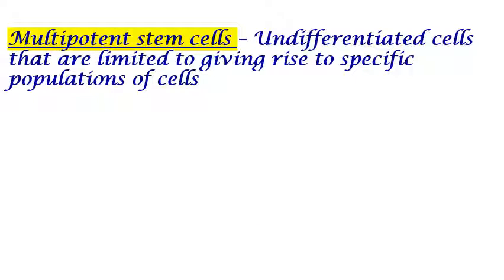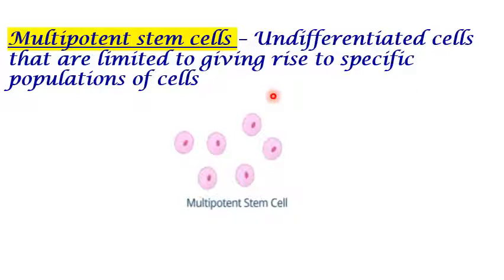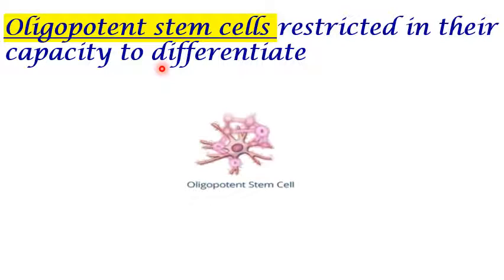Another major type of stem cell is multipotent stem cells. These are of a middle range, in that they have the capacity to differentiate or give rise to a specific population of cells, a specific range of cell types. Muscle cells, skin cells, all these kinds of cells are produced by these multipotent stem cells. The best example for this is mesenchymal stem cells, which give rise to muscle cells or fat cells.